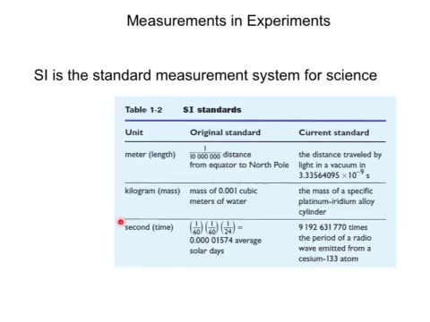And then our standard unit for time will be the second, and our definition of the second is a certain amount of times the period of a radio wave emitted from a cesium-133 atom. Okay.